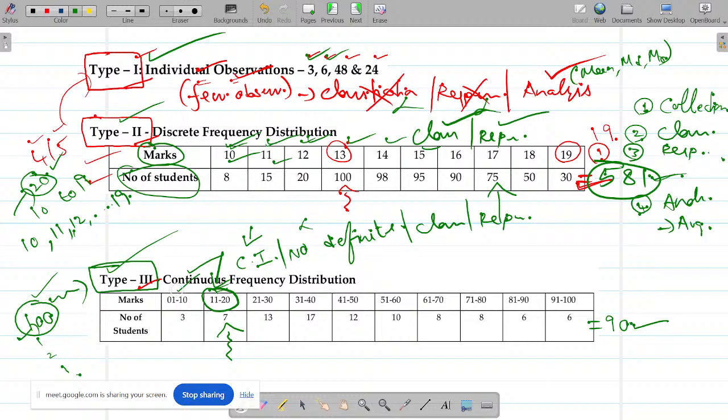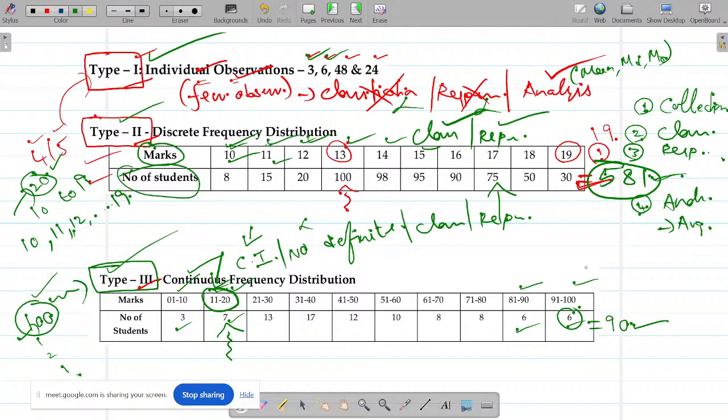1 to 10 marks. How many scored 1 to 10 marks? 3 students. How many scored 11 to 20? 7 students. How many scored 81 to 90? 6. How many scored 91 to 100? Only thing is there is no definiteness, there is a vagueness in the content, but obviously we can understand there are 6 students who secured above 90. Okay. Actually, when you just recall your school days, this is how your teacher might have asked, right?